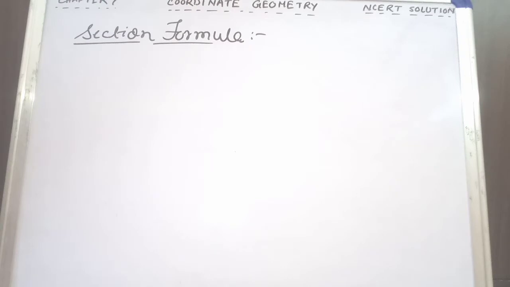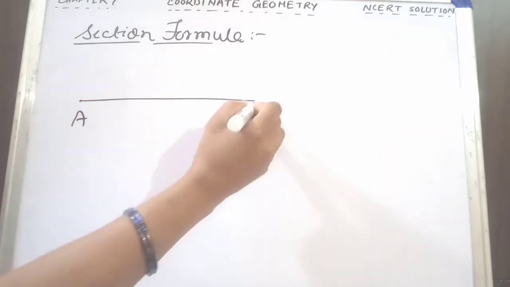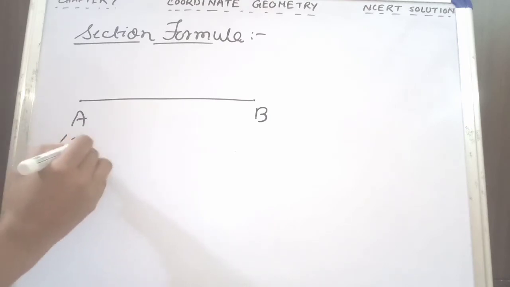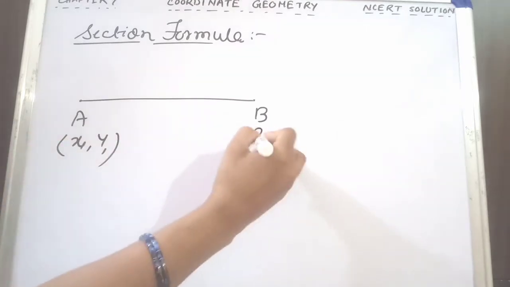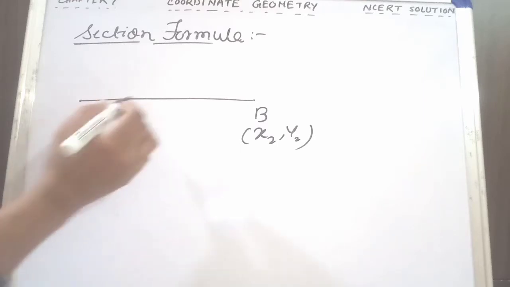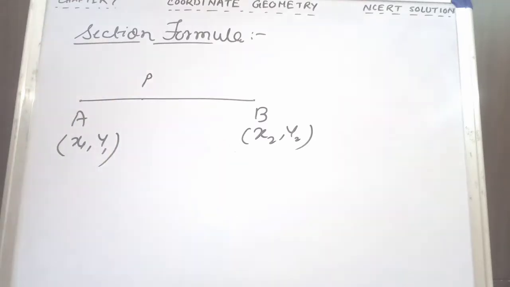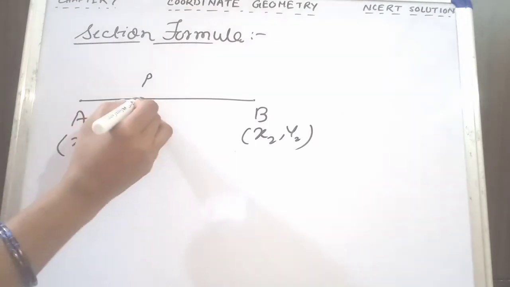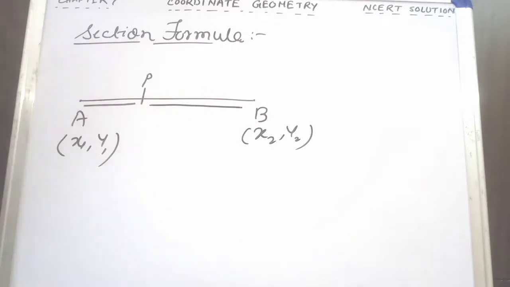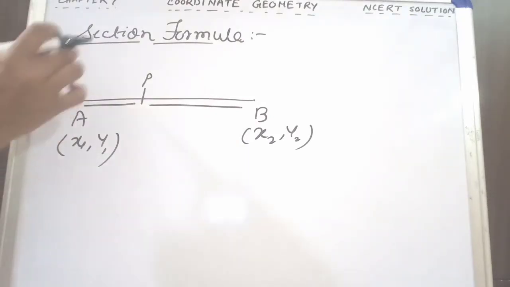Consider a line segment AB where the coordinate of A is (x1, y1) and the coordinate of B is (x2, y2). Now take a point P somewhere on this line. This point will always divide this segment into two sections. This is the first section and this is the other section. That's why this is called the section formula.